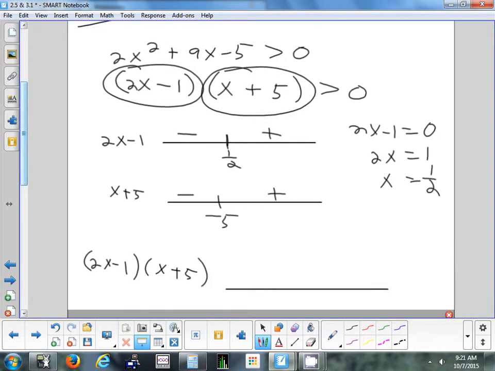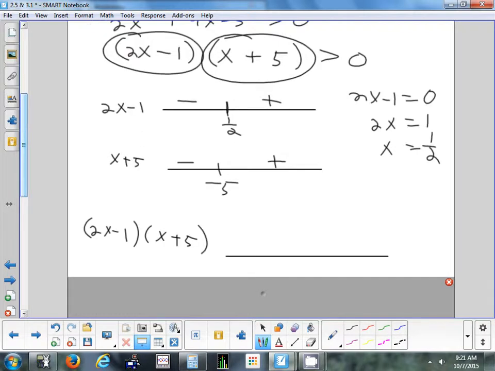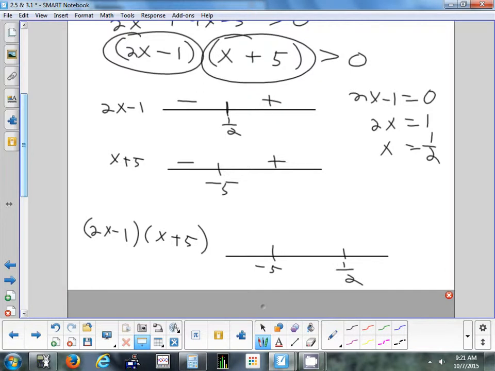Okay, and now we put those two number lines together for our final answer. Mark both of these spots. Negative 5, 1/2. So we have three regions we need to check. Less than negative 5, between negative 5 and 1/2, and greater than 1/2. Okay, if you want to mark the other zeros, you can. Like 1/2 might be somewhere over here, and negative 5 would be somewhere over there.